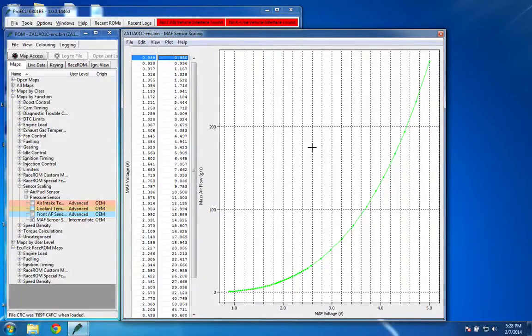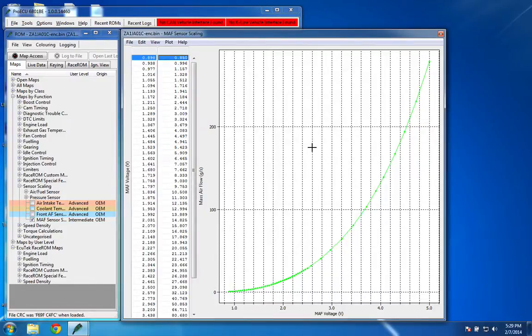Hey guys, today we're going to talk about MAF and speed density, what the difference is, why you should want one over the other, and when you might want to use one as opposed to another. I'll also give you a quick primer on how to set it up with Ecutek RaceRom.